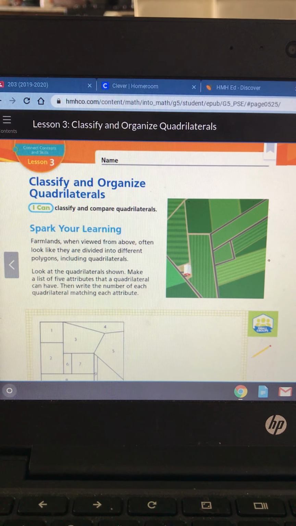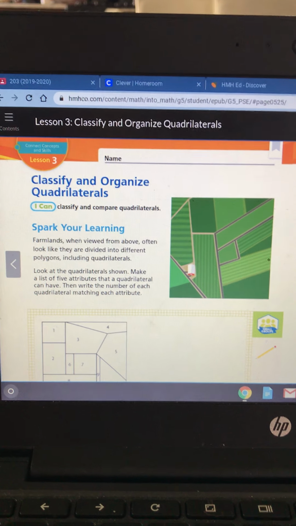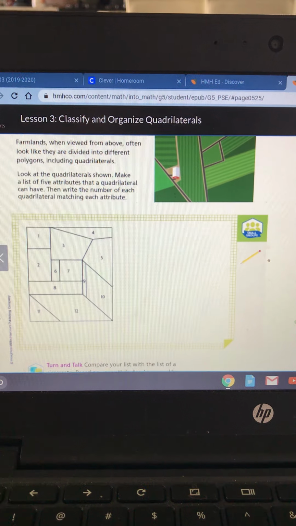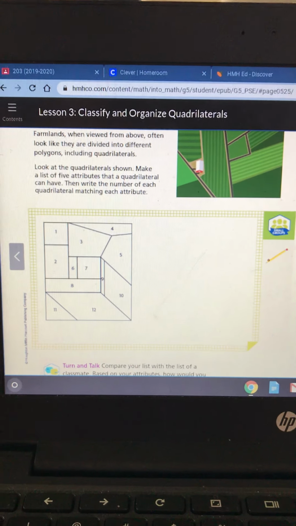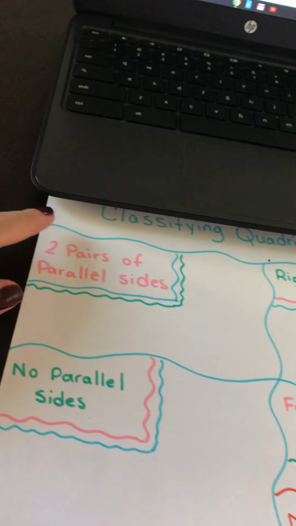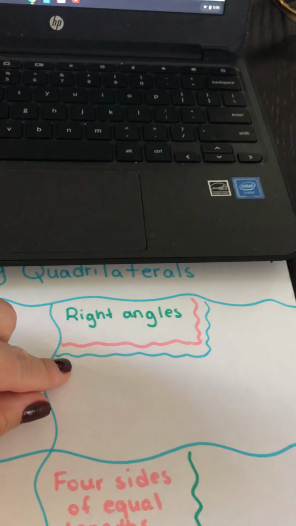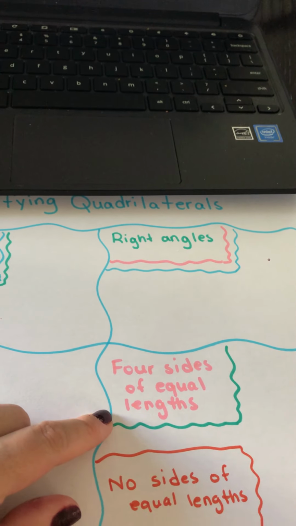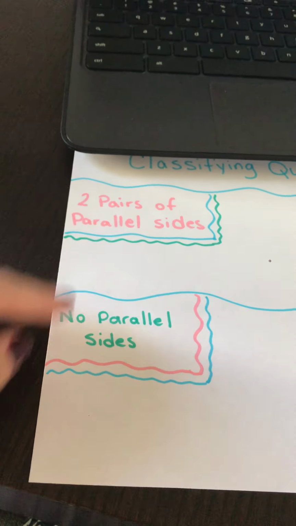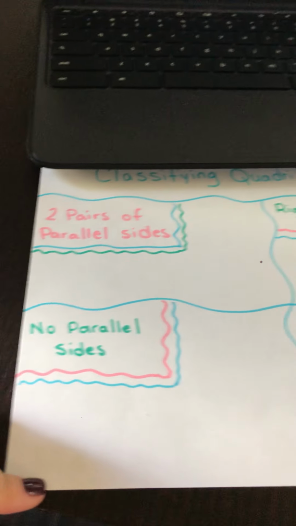Make a list of 5 attributes that a quadrilateral can have, then write the number of each quadrilateral matching each attribute. So we're going to look at all these different quadrilaterals on the farmland and find their attributes. Here are the ones I chose: 2 pairs of parallel sides, no parallel sides, right angles, and 4 sides of equal lengths, no sides of equal lengths. A 6th one we could put is 1 pair of parallel sides.